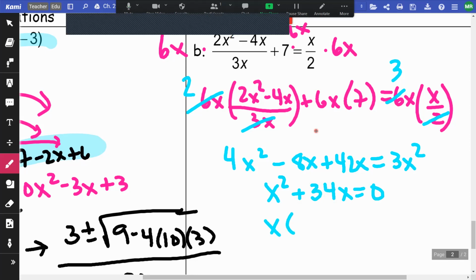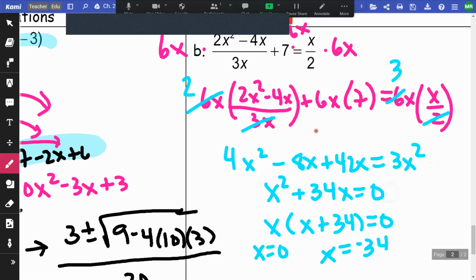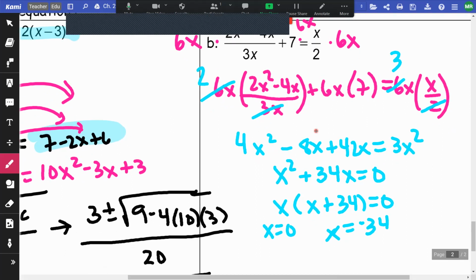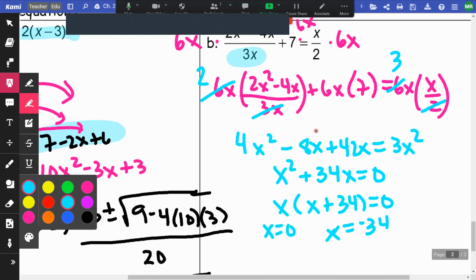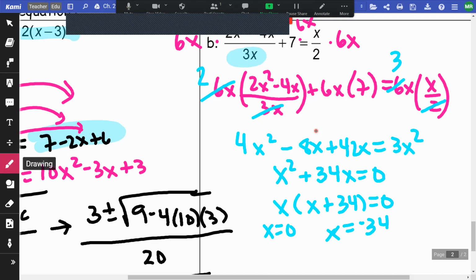I can factor out an x from both of them. So I have an x times x plus 34 equals 0. And this could be 0, or this could be a -34. Hold on, right, a little better. Could be a -34, and those are your answers. Now, you never want an answer that's going to make your denominator 0. So when you have an x in your denominator, you got to double check it. So that means this one right here, no. So this is my answer.